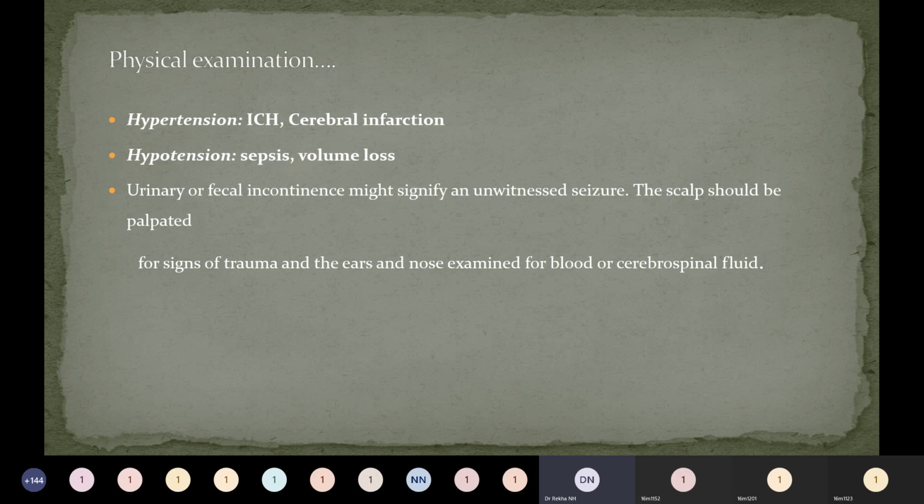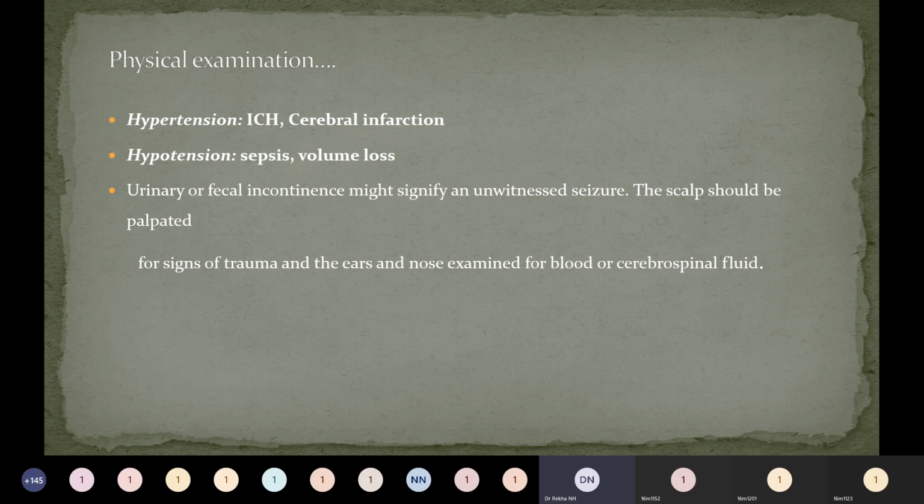Then hypertension. If a person presents with unresponsiveness with accelerated hypertension, if the BP is more than 220 by 140, we call it accelerated hypertension. Most commonly it can be due to hemorrhage, that is intracranial hemorrhage, or it can be cerebral infarction. So hypotension can also cause unresponsiveness. How? It causes decreased perfusion to the brain. Hypotension could be because of sepsis causing septic shock, or volume loss, hypovolemia, for example if a patient has many episodes of diarrhea. So they also can come with altered sensorium or unresponsiveness.